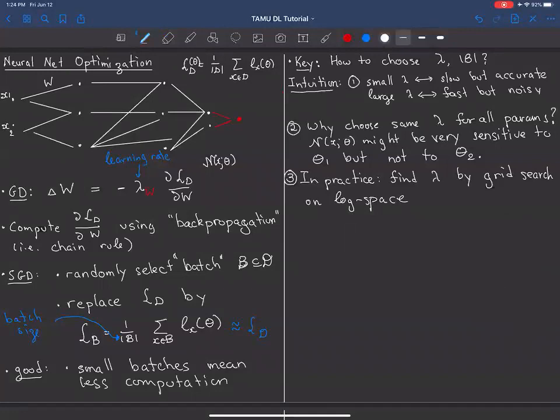All right, here's another question. If you are into optimization theory, this is a natural one. Why keep lambda constant during training?